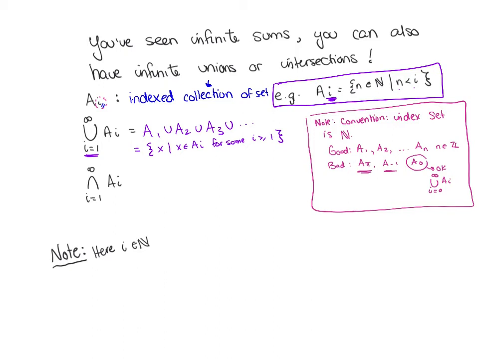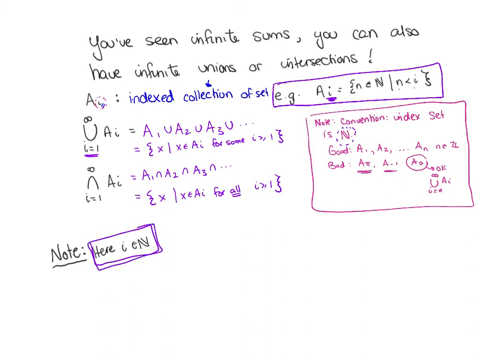Okay, next here, I can think about this intersection. So I have A sub 1 intersect A sub 2 intersect A sub 3. Again, it's going to go on for infinitely many times, so I need to be more specific about what that means. So that's going to be the set of X such that X is in A sub I for all I greater than or equal to 1. Again, where that I is coming from my index set, which by convention is going to be N, unless we say otherwise. Okay, so we have that down here as well. The index set is going to be that set of natural numbers, unless we're explicitly told otherwise.